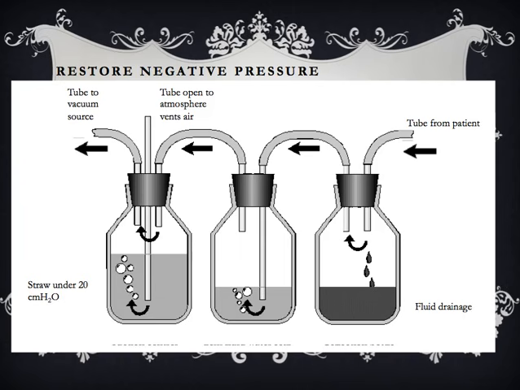So it's important to know the type of system that you have. Is it a dry seal with a one-way valve, or is it a wet seal with a water seal chamber? The third chamber here is our suction regulator. This is attached to our vacuum source or our wall regulator. It's typically set around 80 millimeters of mercury on the wall regulator, but the actual amount of suction that applies to the patient is regulated by how much water is in the bottle.